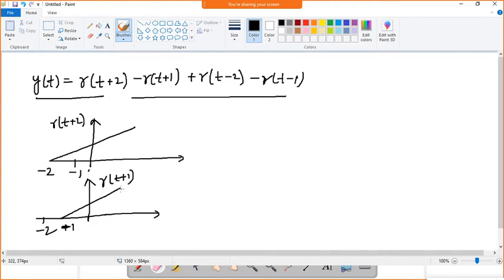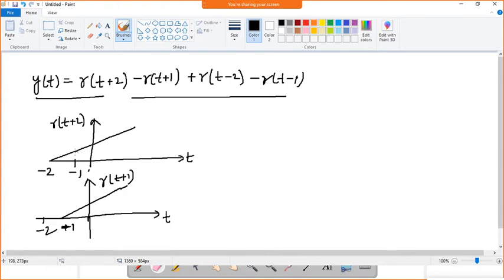So now you need to subtract this one, or you can reflect this signal and add it. If you reflect this one, it will become negative values. Or else you can directly take the amplitude values and subtract them. So this is the t.